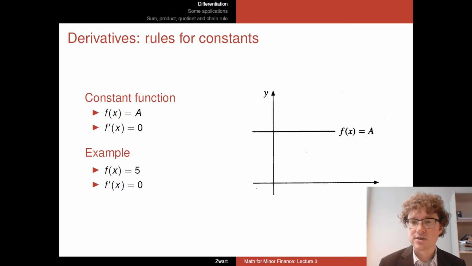So this makes sense. The derivative of a constant function, whatever its height, capital A over here, is always going to be 0. Particularly, for example, if f(x) equals 5, whatever x you put in, you always get a y value of 5. So we'll have a function which is flat at height 5 for whichever x you put in. It's a flat function, so the slope will be 0 everywhere. So the derivative of this function is going to be 0.